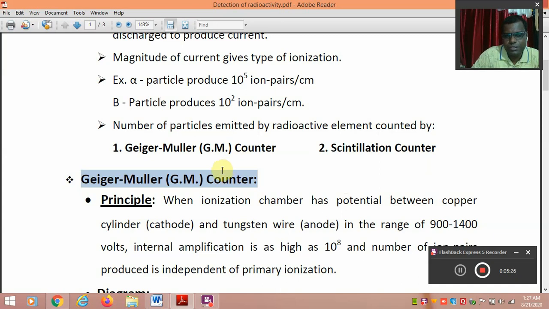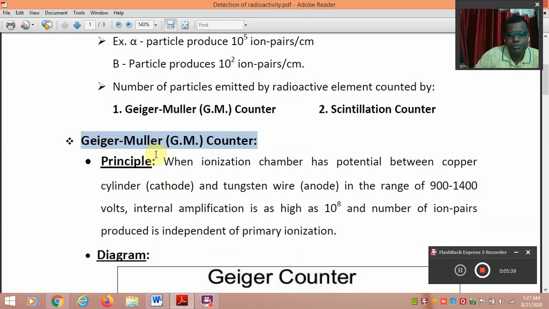So today in this lecture, first of all, we will discuss the first counter, which is used to detect and identify the type of radiations or particles emitted by a radio element. And the first one, which is very important, is called the GM counter.